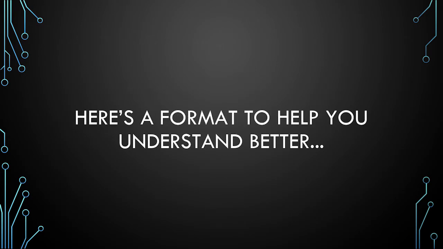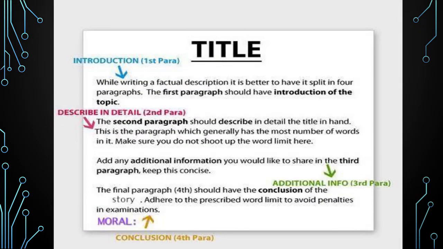After learning all the rules, here's a format to help you understand better. As you can see on your screen, there must be a title in bold letters. The beginning of the story introduces your story. The second paragraph, which is the middle section of the story, should have details about it. If needed, you can also form a third paragraph which will also be part of the middle section, and it will contain additional information about the story. At last, the concluding paragraph must contain the ending of the story followed by a moral.